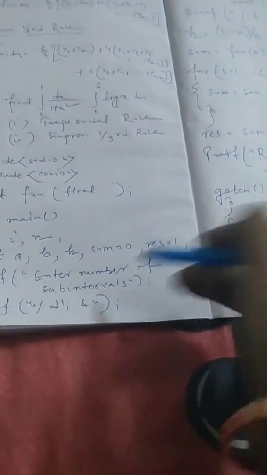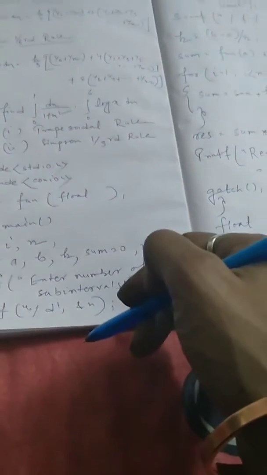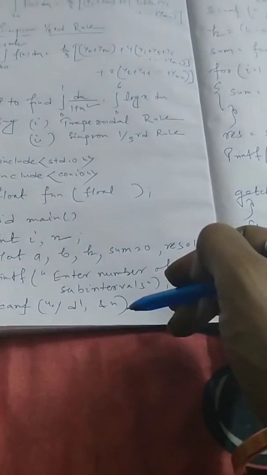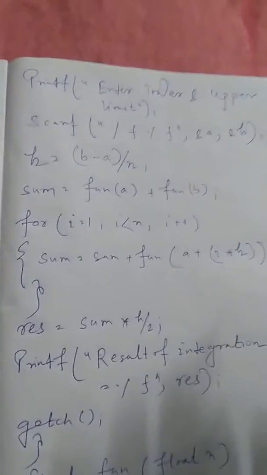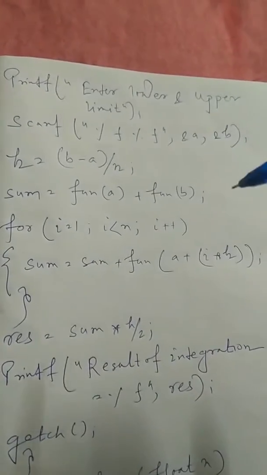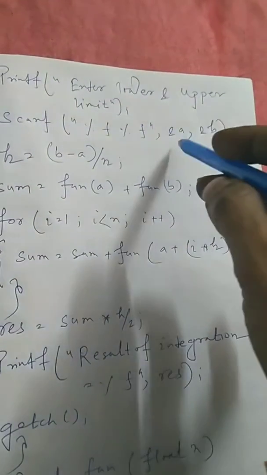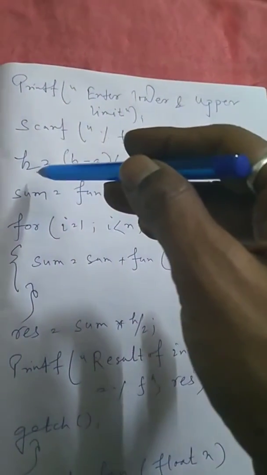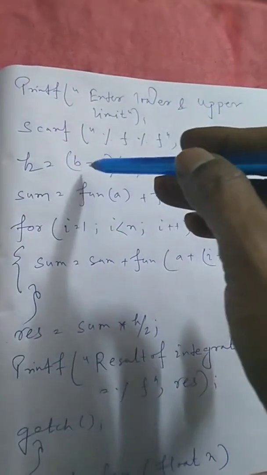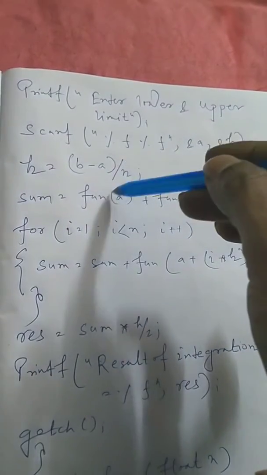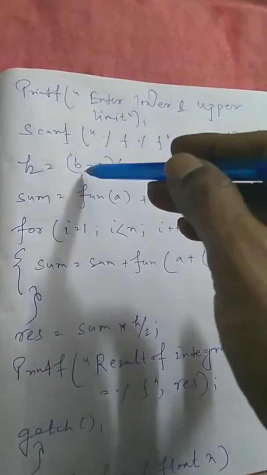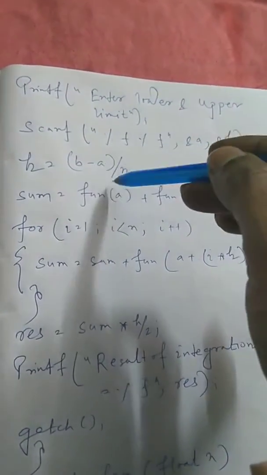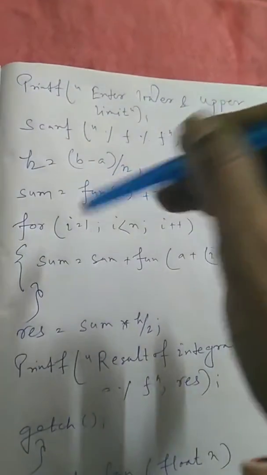So printf "enter the number of sub intervals". First we are taking user input n for the number of sub intervals. Then we are taking the lower limit and the upper limit, which are also user input for a and b, and we are calculating here h equals upper limit minus lower limit divided by number of sub intervals. So the upper limit here is b, the lower limit a, divided by number of sub intervals n.